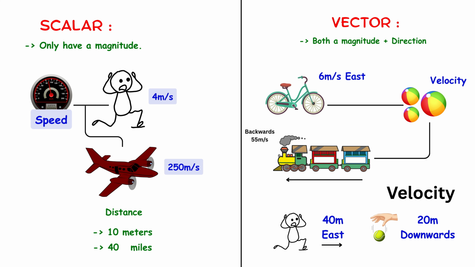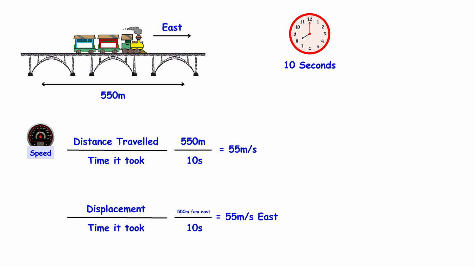Similarly, another pair of physical quantities that you need to understand clearly are distance and displacement. Distance is a scalar quantity as it only tells you how far an object has traveled, without specifying any direction. Examples include 10 meters or 40 miles. Displacement, however, is a vector quantity because it describes how far and in which direction an object has moved from its original position. For instance, if someone runs 40 meters to the east or if a ball falls 2 meters downward, these are cases of displacement because both magnitude and direction are involved.